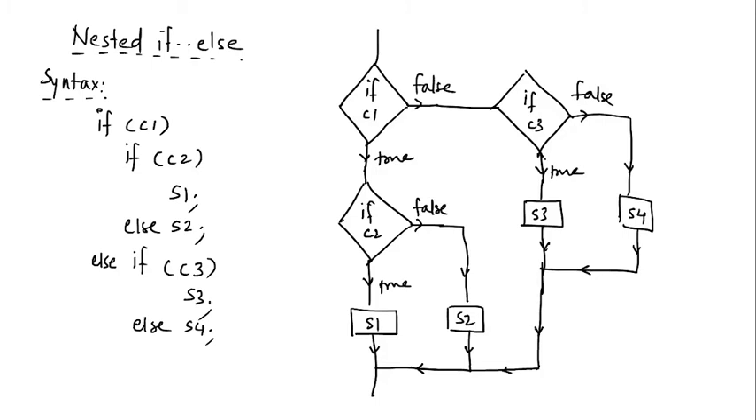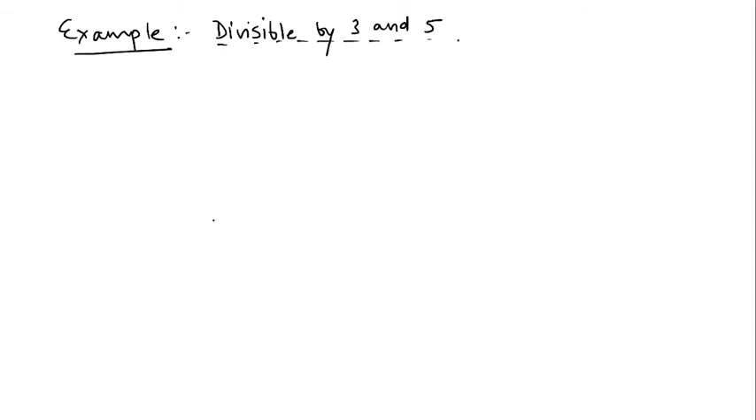Let us take a simple example to understand this concept better. So suppose I want to check the divisibility of an integer by 3 and 5. Now if I want to check the divisibility by 3 and 5, there are 4 possible cases. It may be divisible by both. It may be divisible by 3 but not 5. It may be divisible by 5 but not 3, or else it is divisible by none. So how do we check? Assume that there is an integer, let's say a, which is being accepted. I'm just giving you a rough idea about the nesting.